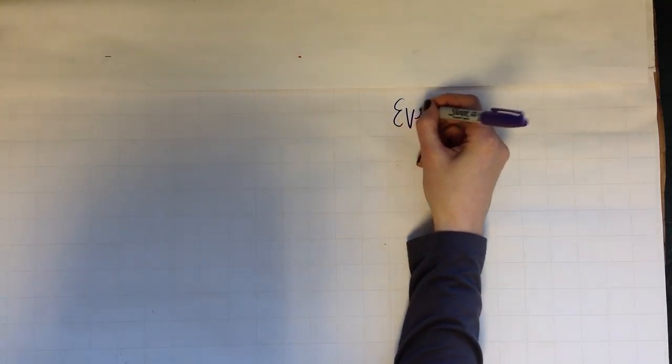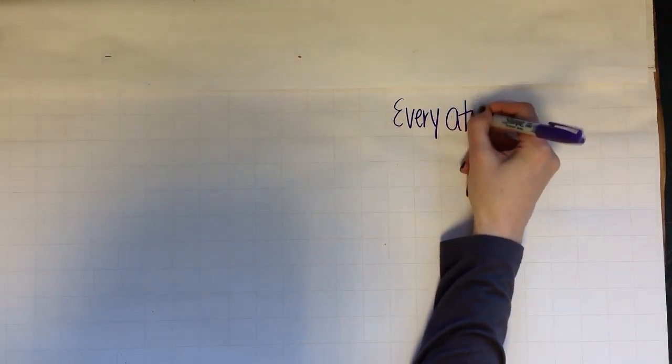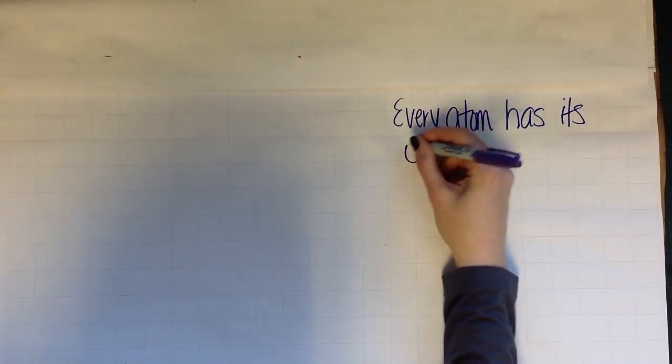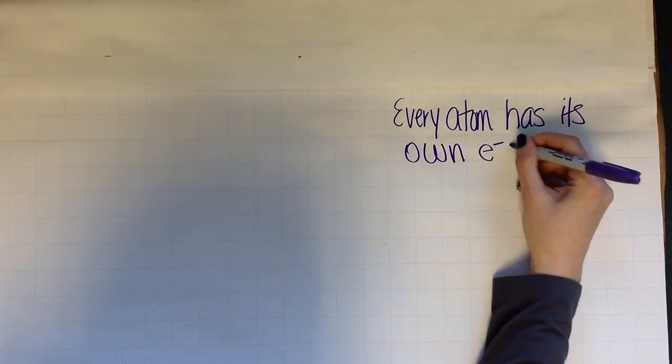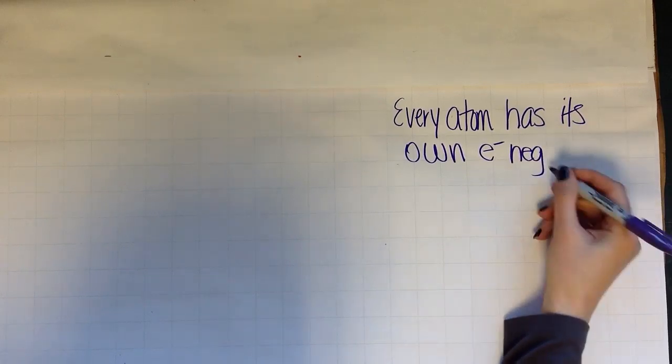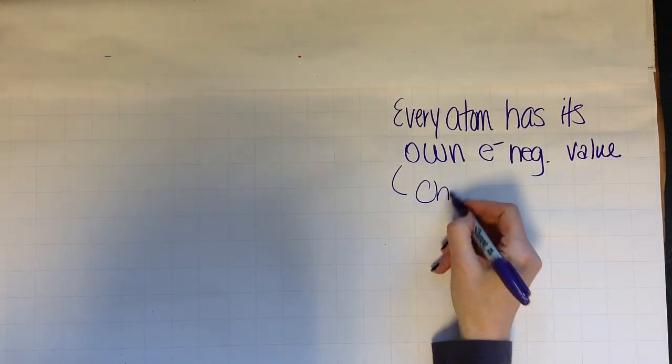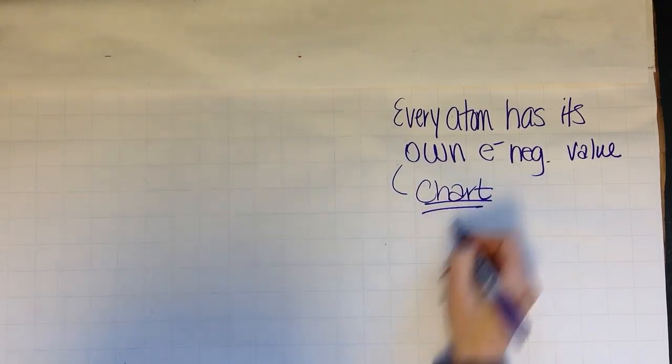Every element has its own electronegativity value. So maybe we can write that down. Every atom has its own electronegativity value, which you will be given in a chart. So you will receive a chart.